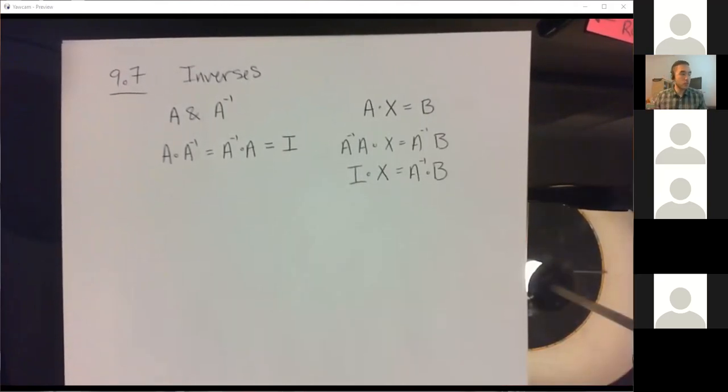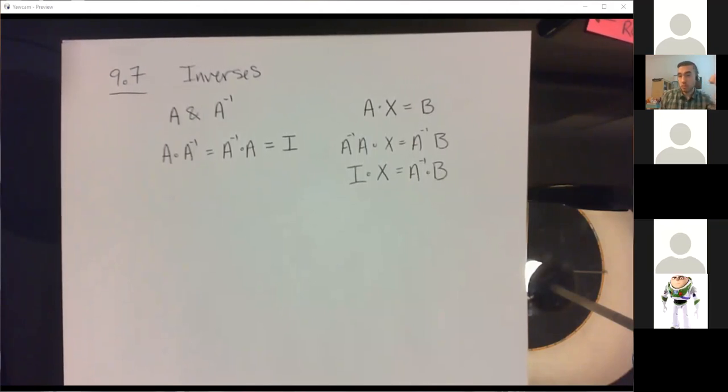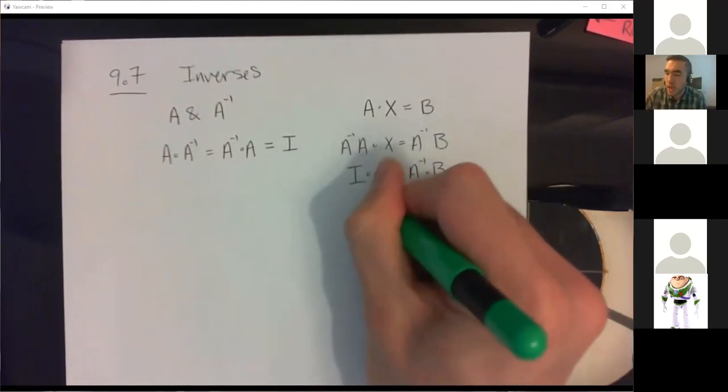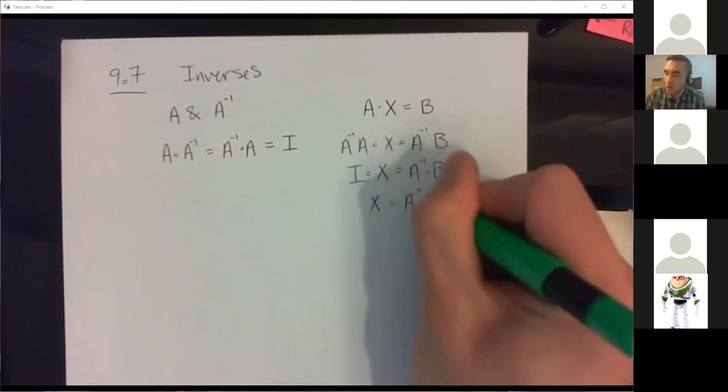anything multiplied by the unit matrix gives us what? What's 4 times 1? It gives itself back. It gives you back that thing. That's what it means for something to be identity, is that if you multiply it by a thing, it's just going to give you back that thing. So I times X is actually just X, is equal to A inverse times B.